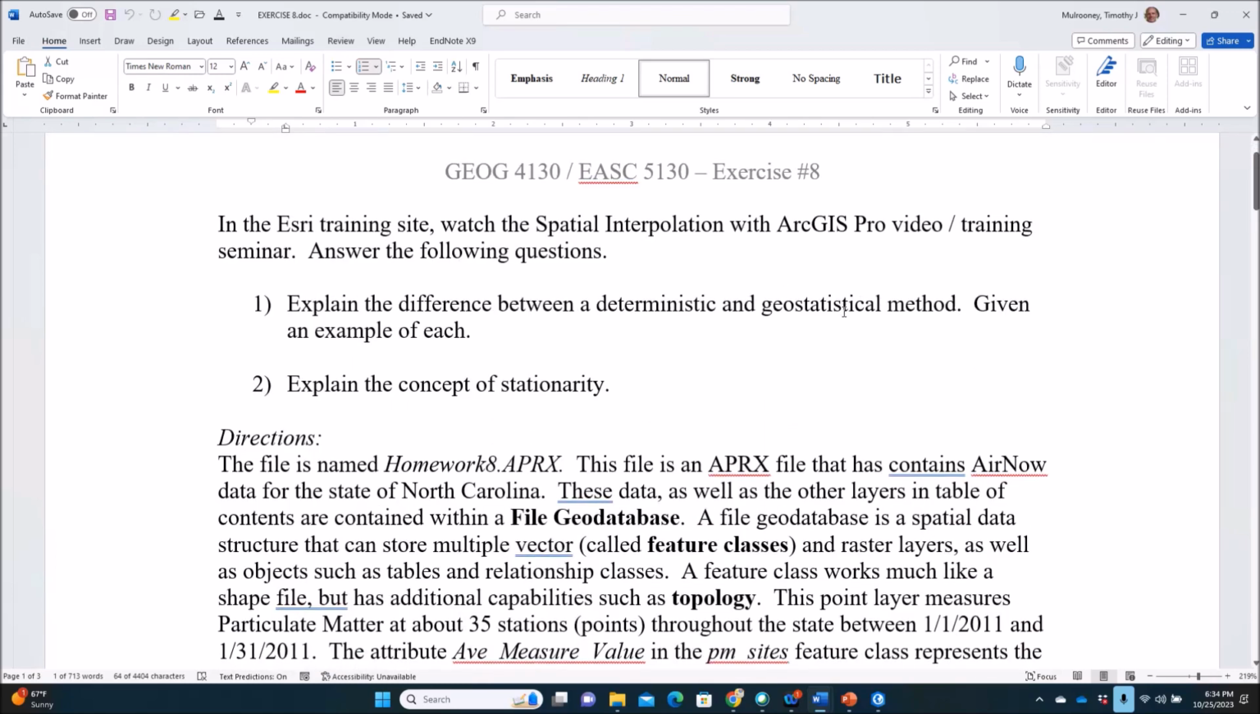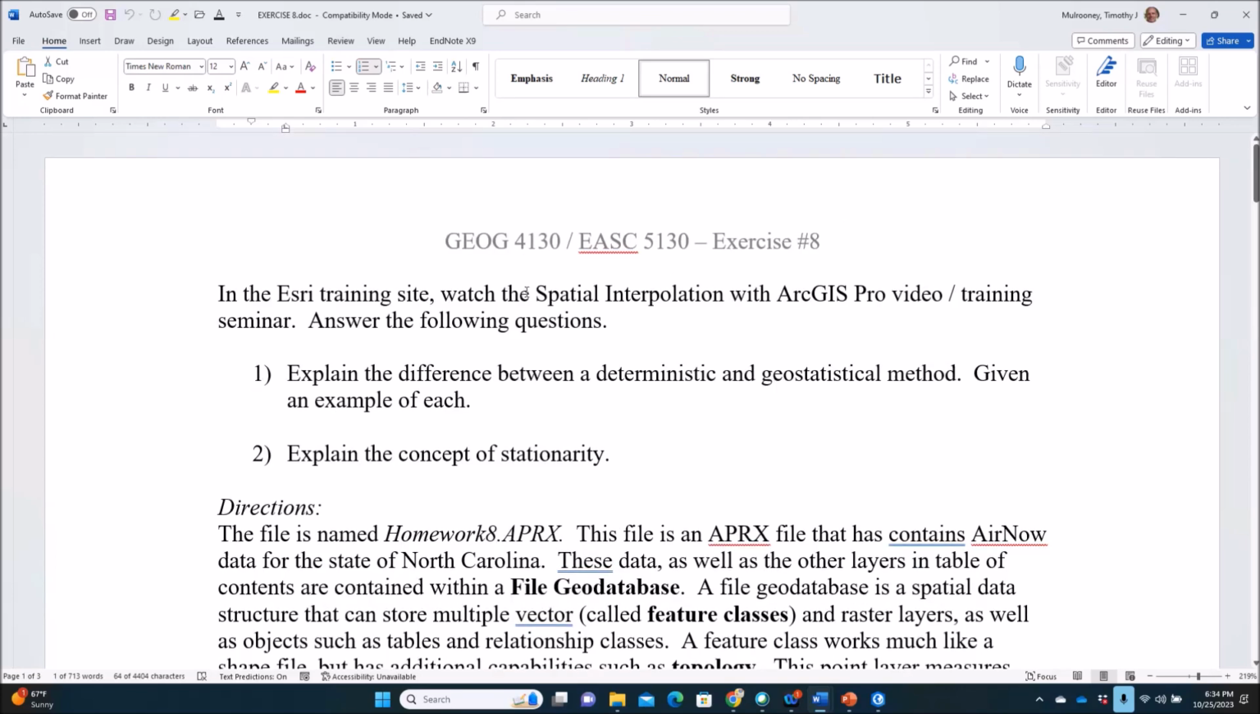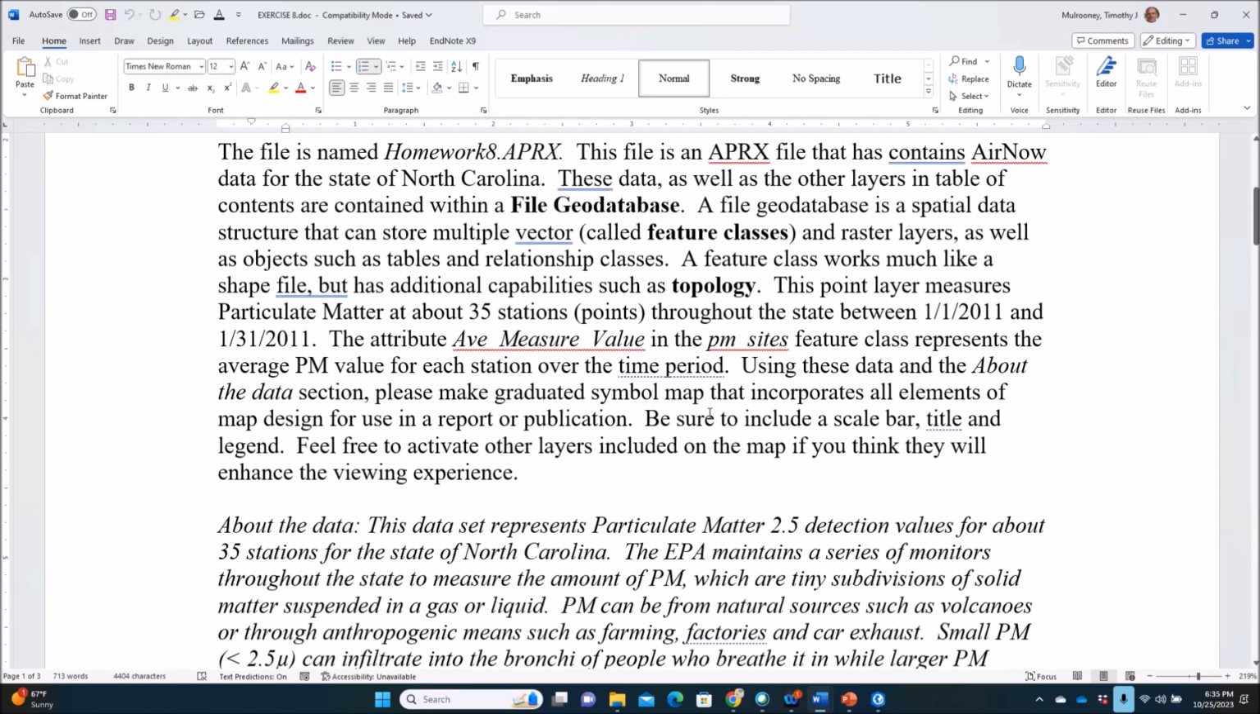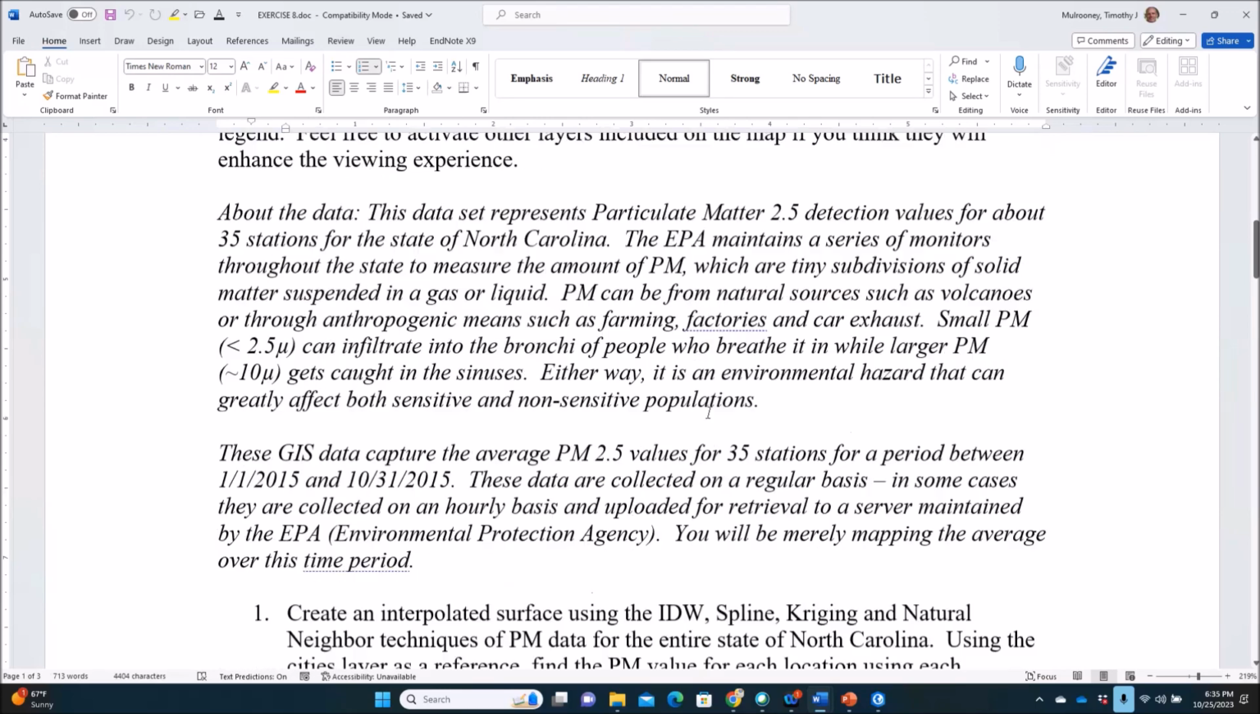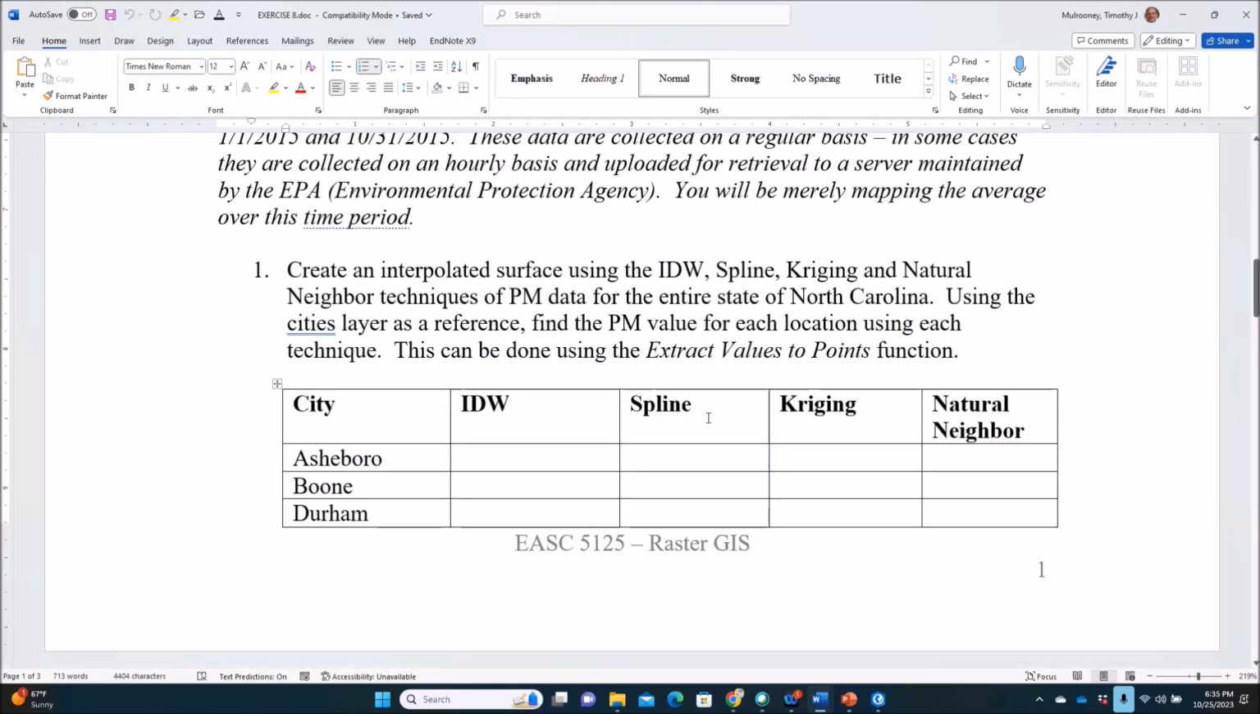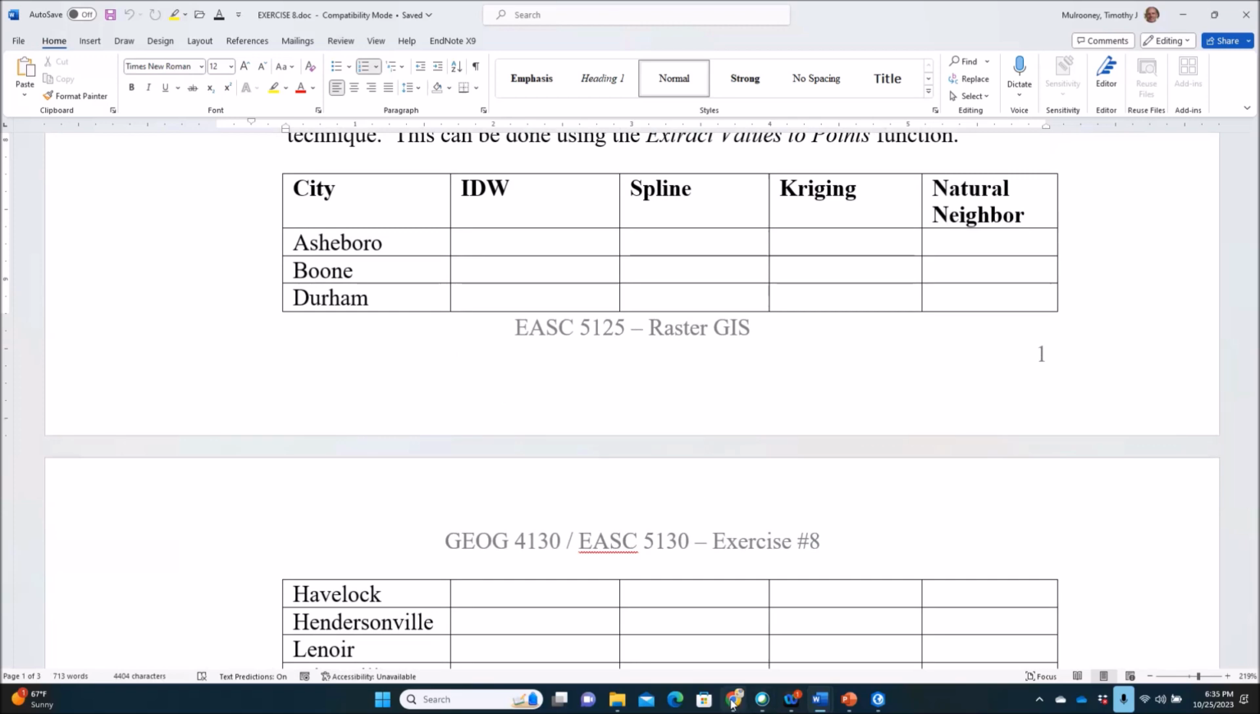For exercise number 8, this is the last of our exercises. We've got in the Esri training site, we have something called spatial interpolation using ArcGIS Pro. So we're just going to sign into our ArcGIS Pro. We talk about deterministic and geostatistical methods, stationarity. But what we're going to look at here is GIS data here.